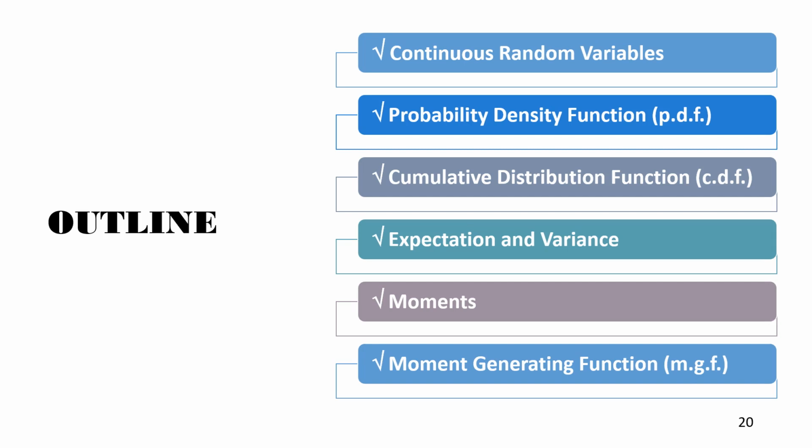Then we finished the moment generating function. But then we talked about continuous distribution functions, continuous random variables, then their probability density function, their cumulative distribution function, expectation, variance, moments, and the moment generating function.